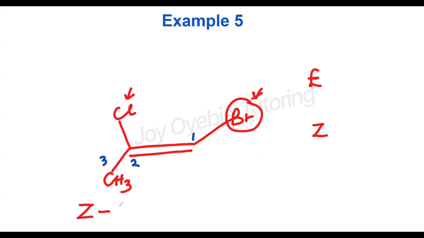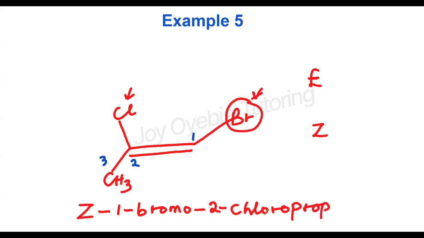So 1-bromo, 2-chloro. So bromine becomes bromo, chlorine becomes chloro. And then I have 3 carbons in the longest chain. So that would be prop. 1 for where it started from the double bond. And then this ends with ene and Z. So that's how you name with E and Z, okay?